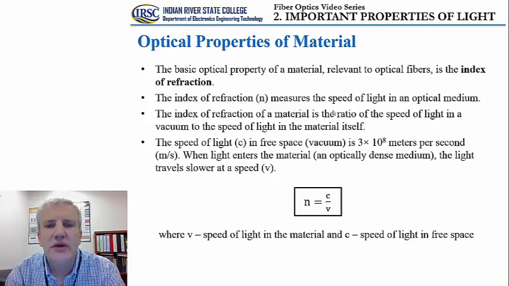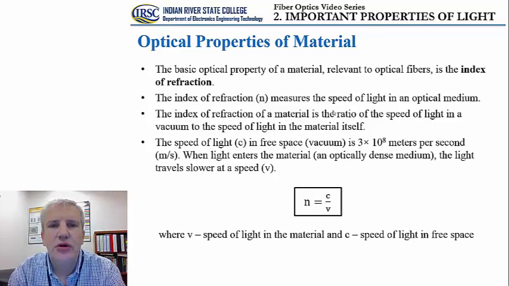Index of refraction measures the speed of light in an optical medium. We already discussed the speed of light in air or vacuum, and we established a constant of 300 million meters per second. It turns out that when light propagates through a medium different than air or vacuum, the speed of light is reduced below 300 million meters per second. The amount by which the speed of light is reduced in a specific medium, in a specific material, is given by the so-called index of refraction.